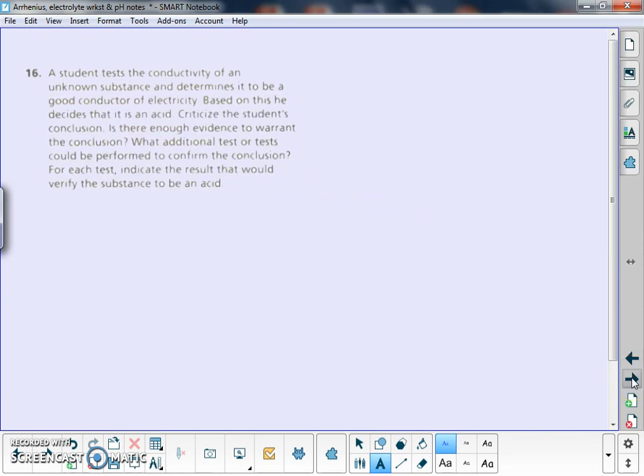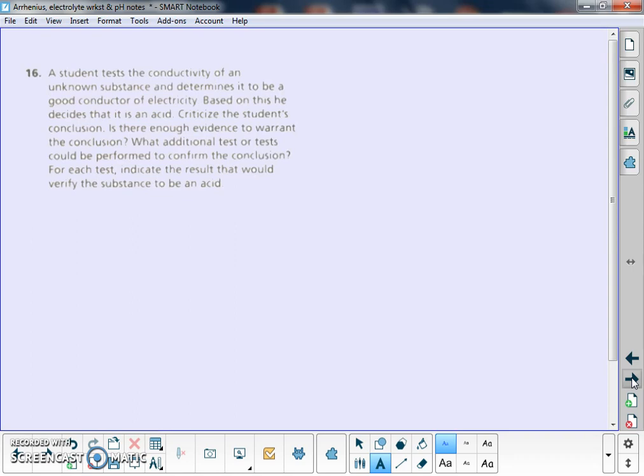Number 16 says the student tests the conductivity of an unknown substance and determines it to be a good conductor of electricity. They say, oh, it must be an acid. What's wrong with that? Well, acids are not the only thing that are electrolytes. You also have to consider it being a base, or it could be a salt. So there's not enough evidence to warrant that conclusion. There's not enough evidence to prove that, yes, this is an acid, because it could also be a salt or a base.